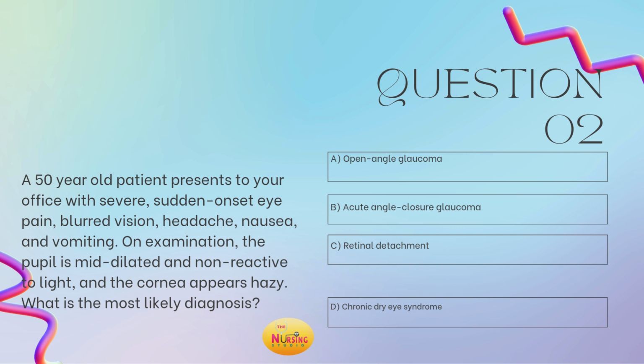A 50-year-old patient presents to your office with severe sudden onset eye pain, blurred vision, headache, nausea, and vomiting. On exam, the pupil is mid-dilated and non-reactive to light, and the cornea appears hazy. What is the most likely diagnosis? Is it A, open angle glaucoma, B, acute angle closure glaucoma, C, retinal detachment, or D, chronic dry eye syndrome?